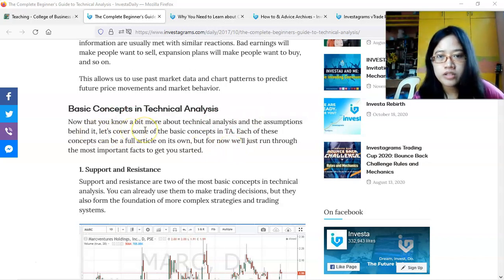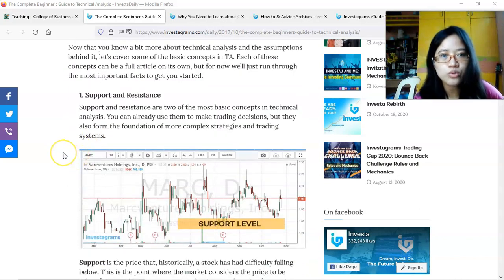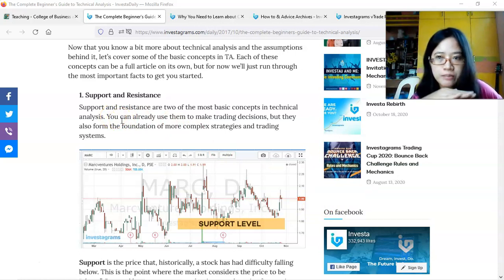Now that you know a bit more about technical analysis and the assumptions behind it, let's go over some of the basic concepts. Each of these concepts can be a full article on its own, but for now, we just run through the most important facts to get you started. Ayan. Meron tayong tinatawag na support and resistance. Support level yung, nasa below. Tinatawag siyang support level kasi it is at that level na hanggang dun lang yung ibababa normally ng stock, okay? For that particular period, okay?